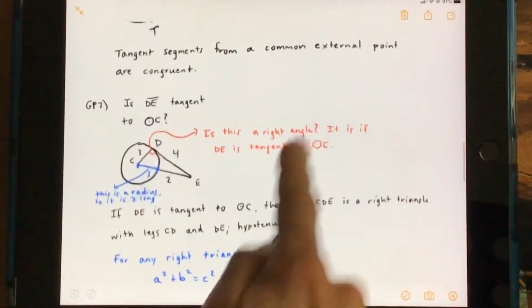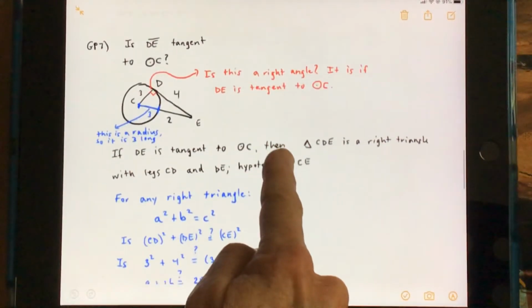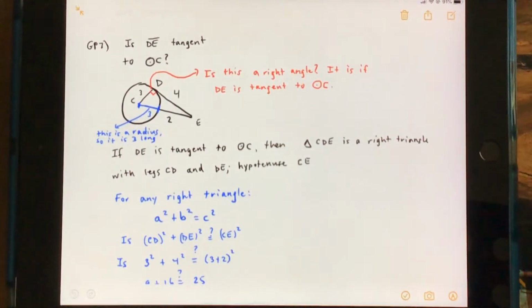Now we'll practice with some of these ideas. Guided practice 7 asks, is line segment DE tangent to circle C? Well, if line segment DE is tangent to circle C, then a right angle will be formed in angle CDE, because remember, tangent lines are perpendicular to the radius whose endpoint touches the circle. So we're going to ask the question, is DE tangent to circle C based on the Pythagorean theorem?